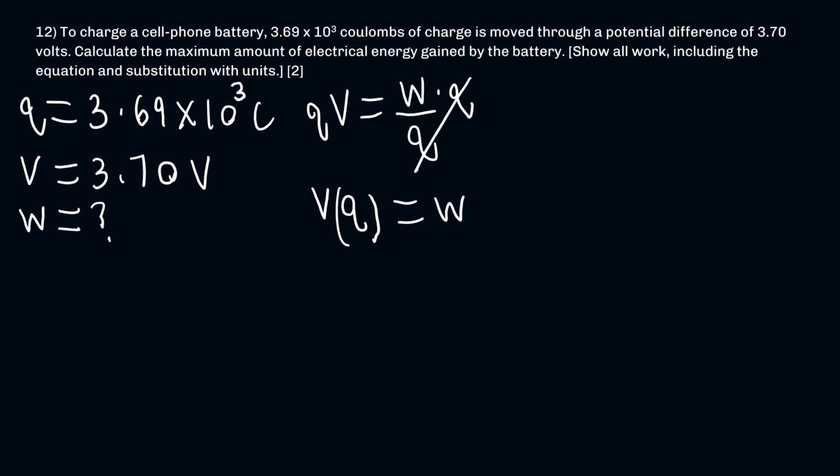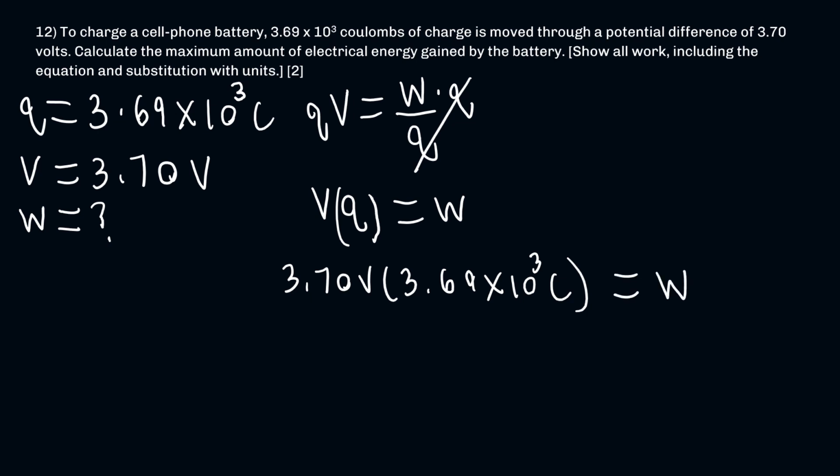So now we can plug in our numbers with units and end up with our answer by plugging it into the calculator. So I have here V is 3.7 volts times my charge, which is 3.69 times 10 to the third coulombs. This is then equal to my work or electrical energy gained. So now I'm just going to plug this into the calculator. This all here is my first point. Now I just plug it in and get my answer, and that will be my second point. So 3.7 times 3.69 times 10 to the third.